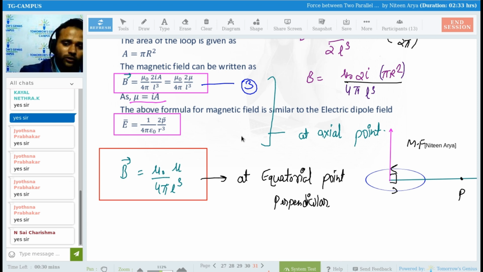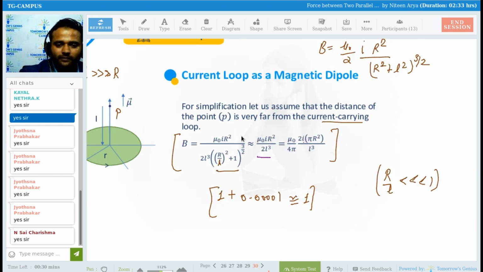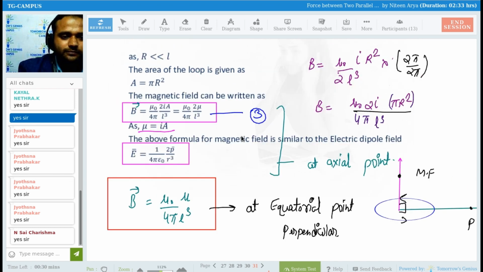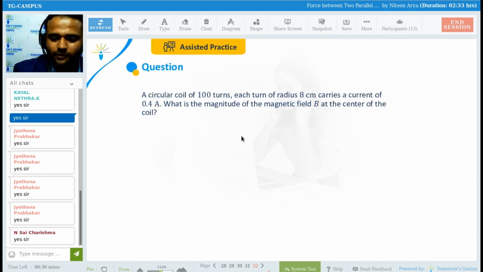On this particular point, this is your axial point, on the axis of the magnetic field direction. Is this clear, everyone? Good. If it is clear, then solve this one quickly.